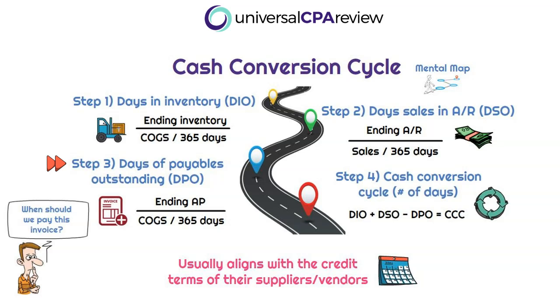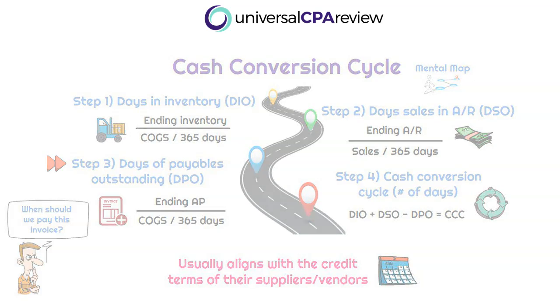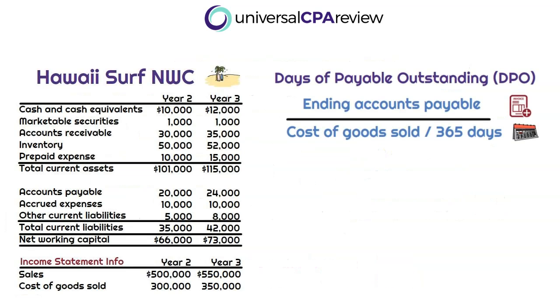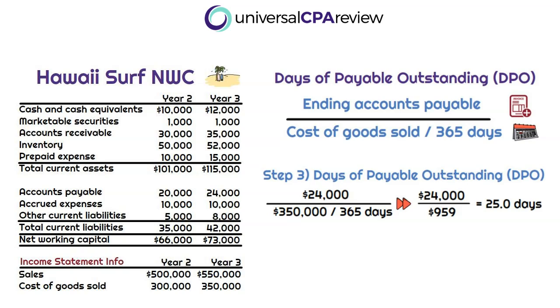So whatever this ratio is, indicates how long it takes for a company to actually pay off the invoice from the date they received it. So it's getting late in the afternoon at Hawaii Surf. The sun is starting to set. It's the golden hour. And we're going to sit there and talk with our newfound friends about how to calculate this ratio. So ending accounts payable from our year 3 amount, right, is $24,000.